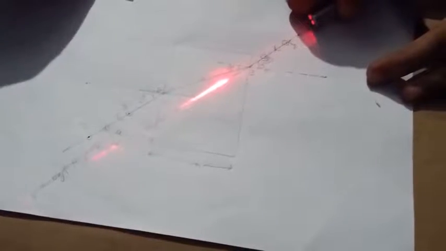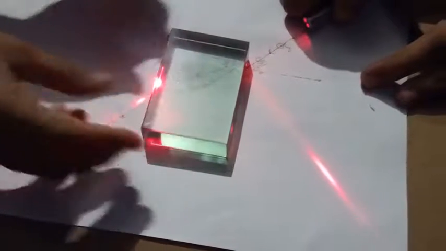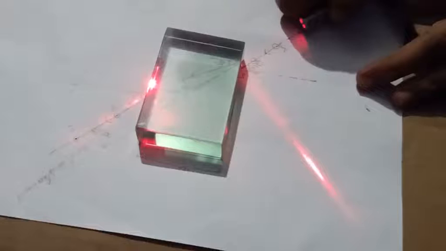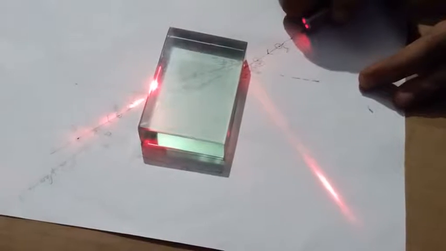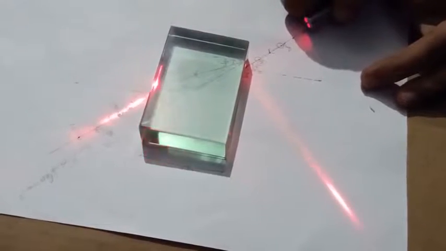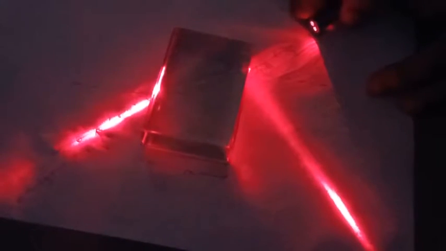Now observe the laser light without the glass slab. Now we place the glass slab. Now observe the laser light. Observe that the laser light is bent within the glass slab. By putting off the room light, you observe it clearly. This is the bending of light rays when they pass through the glass slab.